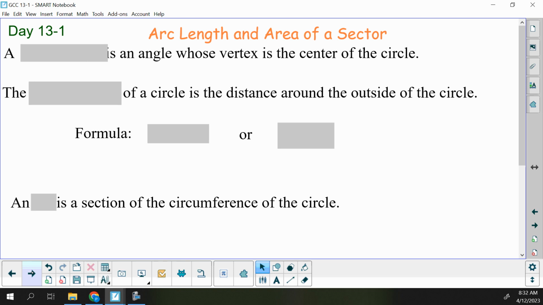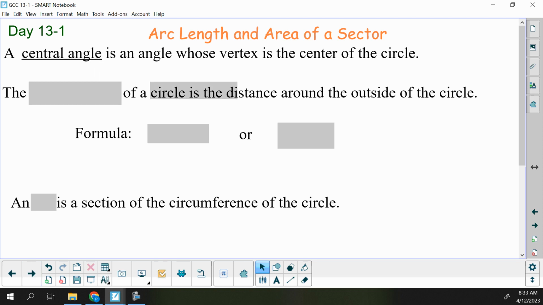So this unit is going to be working with circles. Our focus on this unit will be angles within circles, and then our next unit will be working with segments that are drawn within circles.